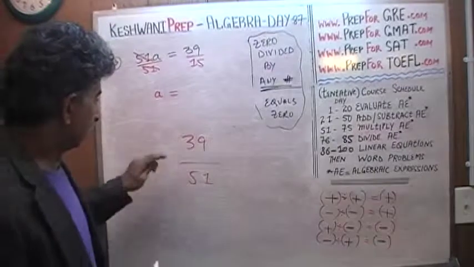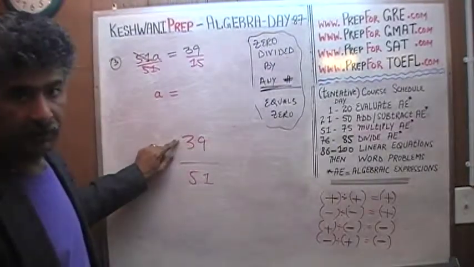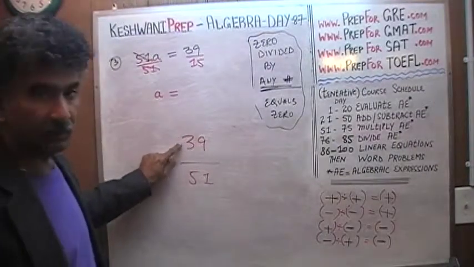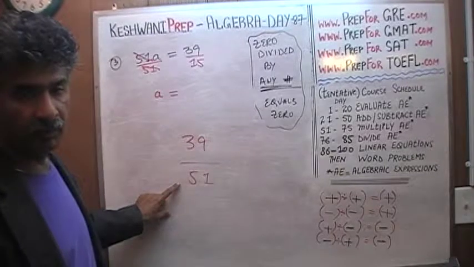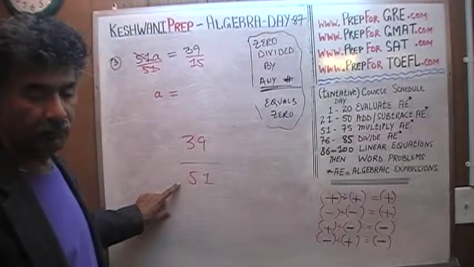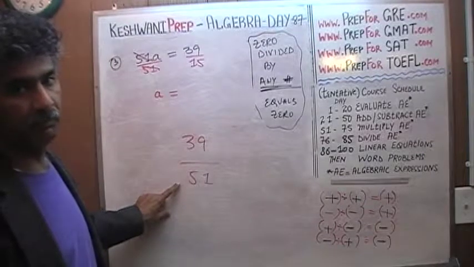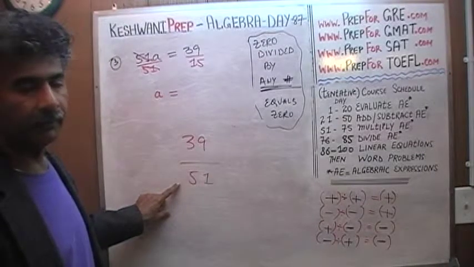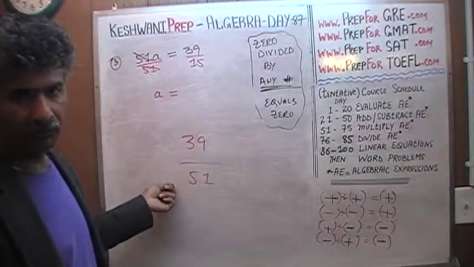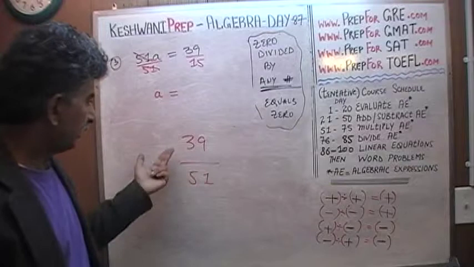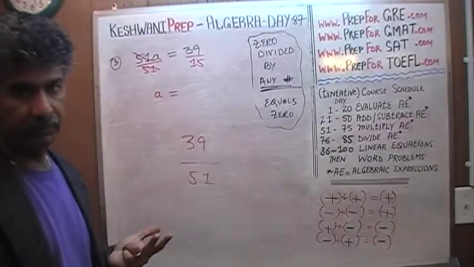Well, of course, obviously we cannot divide either top or bottom by 2, and even if we could divide just one of them by 2, it wouldn't have done us any good, because in order for us to reduce it, we have to be able to divide both top and bottom by 2, not just one or the other. But here, neither can be divided by 2 because they are both odd numbers. So let's try 3. Can we divide 39 by 3? Of course we can.